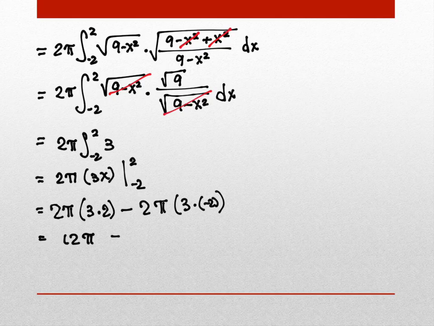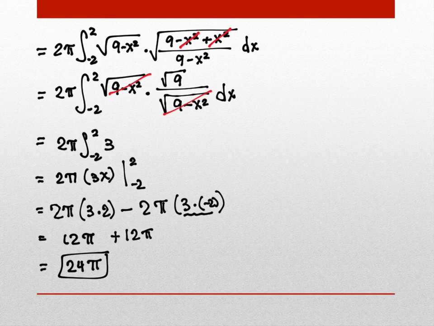The other half is more than that. This is multiplication, right? So 3 times negative 2 would be negative 6 times the negative 2. So I'm going to positive and another 12 pi, right? So this is going to give me 24 pi.